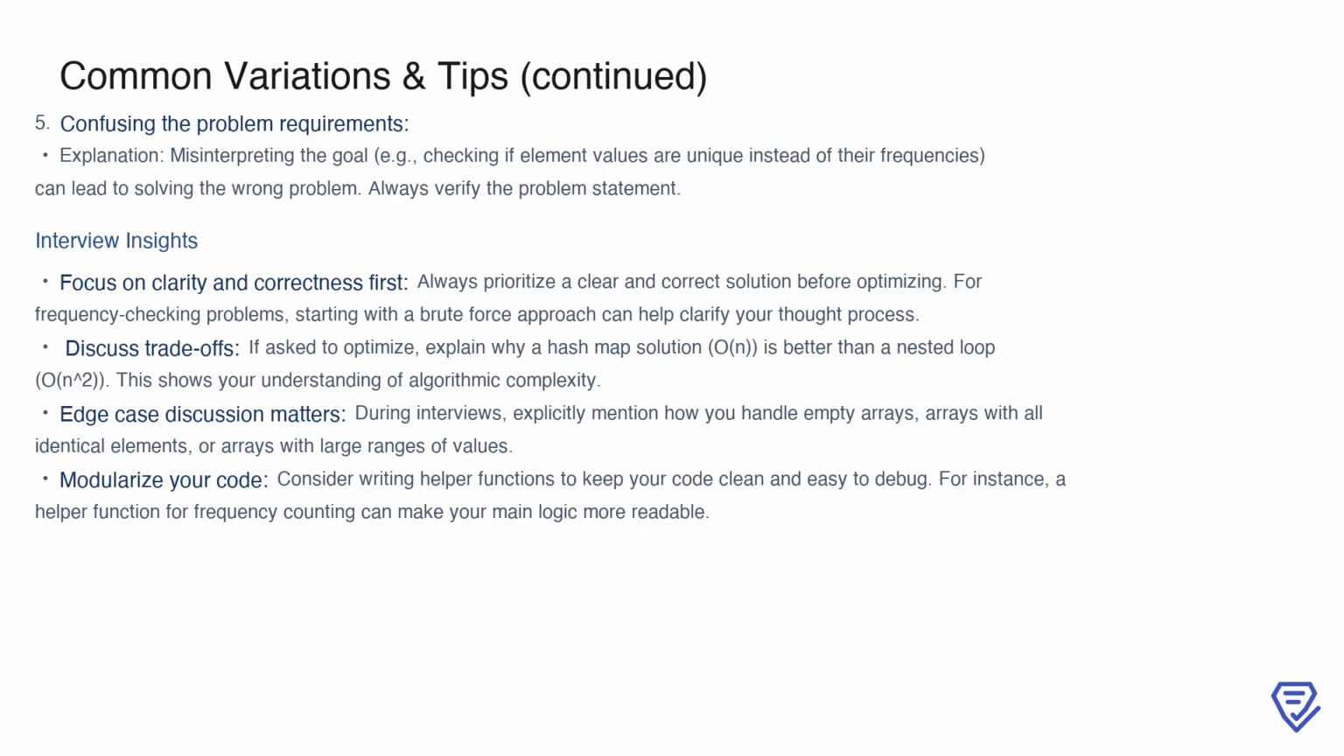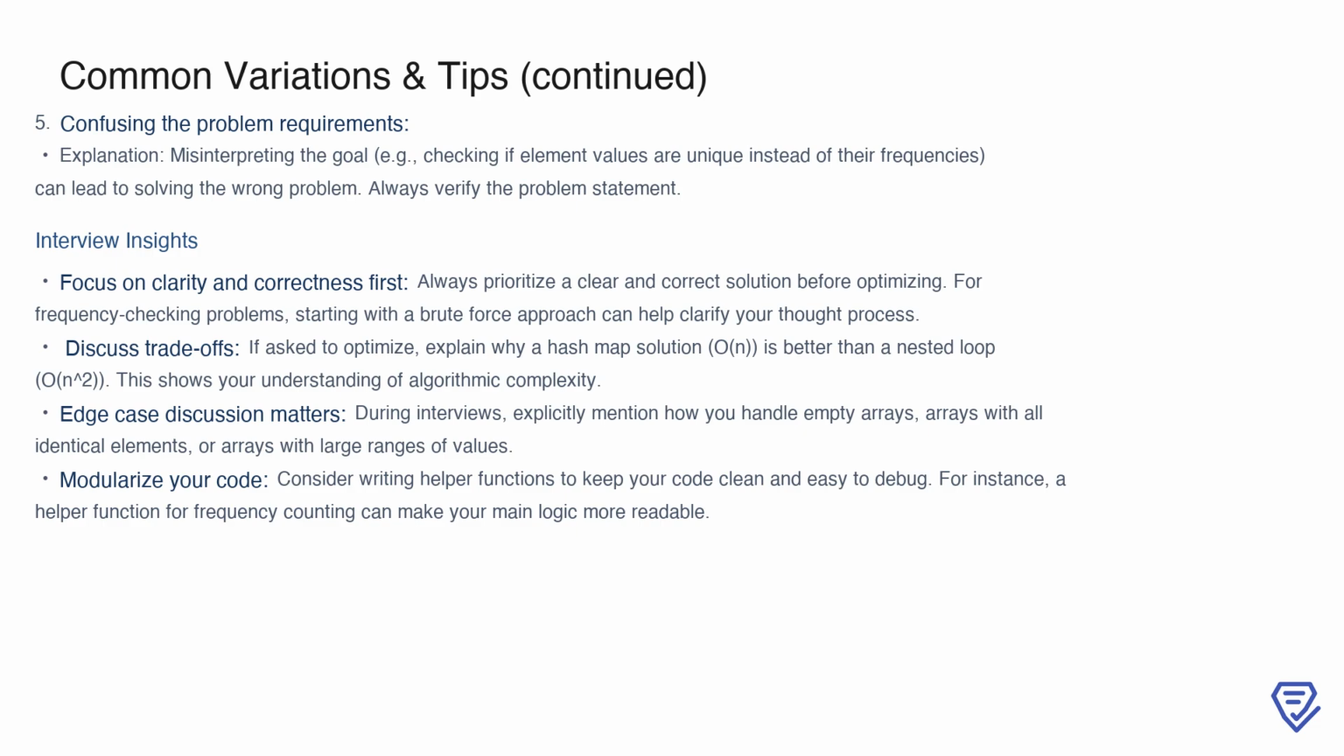It's better to present a simple, correct solution before attempting optimizations. For frequency checking problems, starting with a brute force approach can help you organize your thoughts and demonstrate your understanding. If prompted to optimize, discuss trade-offs, explain why a hash map approach with O(n) complexity is preferable to the inefficiency of nested loops with O(n squared) complexity.